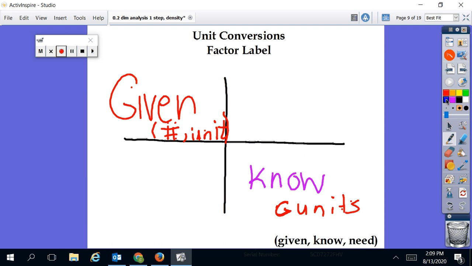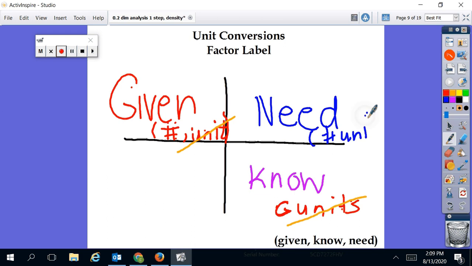What you need, what you're looking for, is going to go on the top. Okay? And what will happen is you're going to cancel out these units with these units so that you end up with the need, which is the number and the units that you need. One thing about factor label, on the top, it's all multiply, and on the bottom, it's all divide.